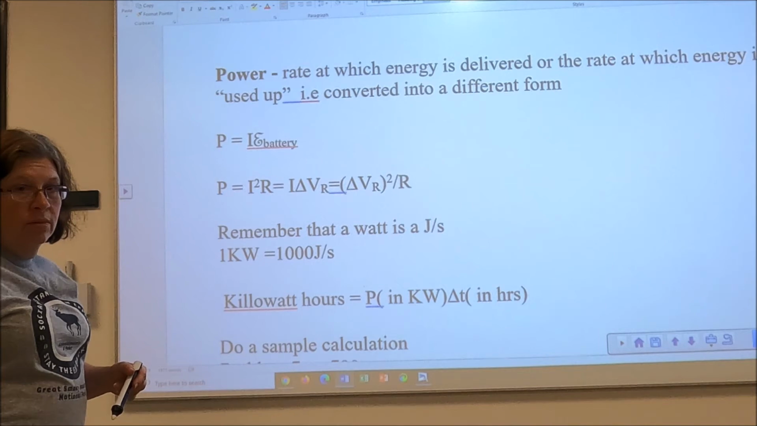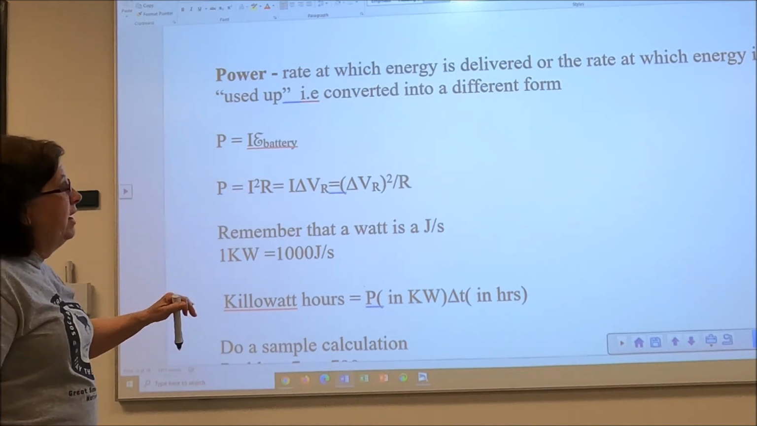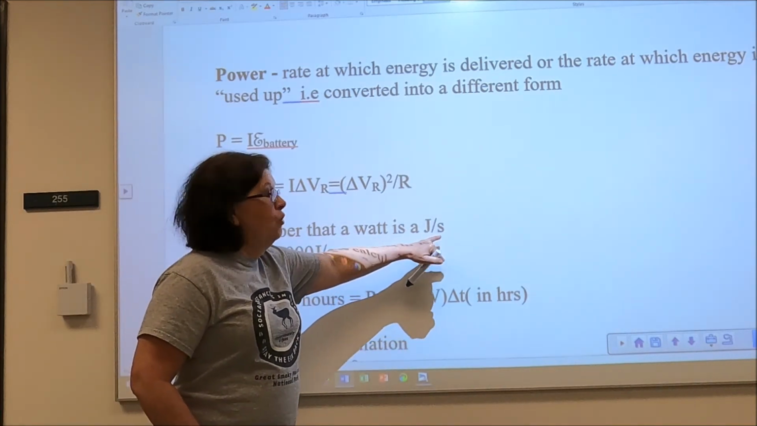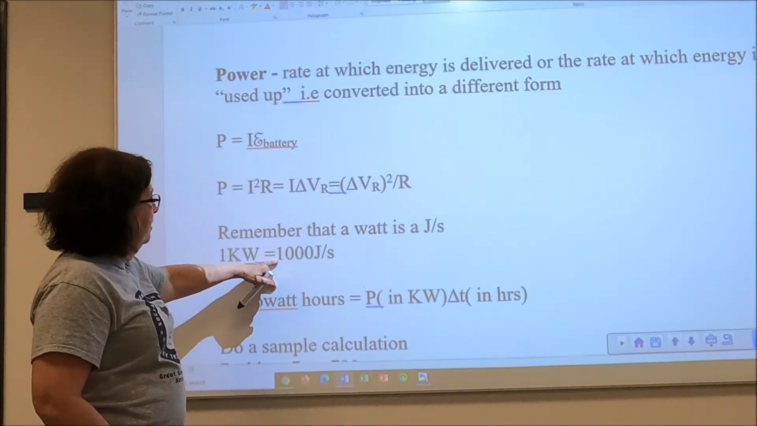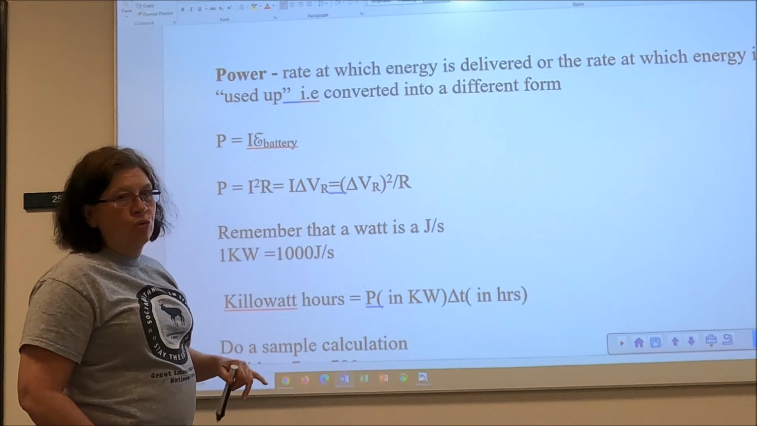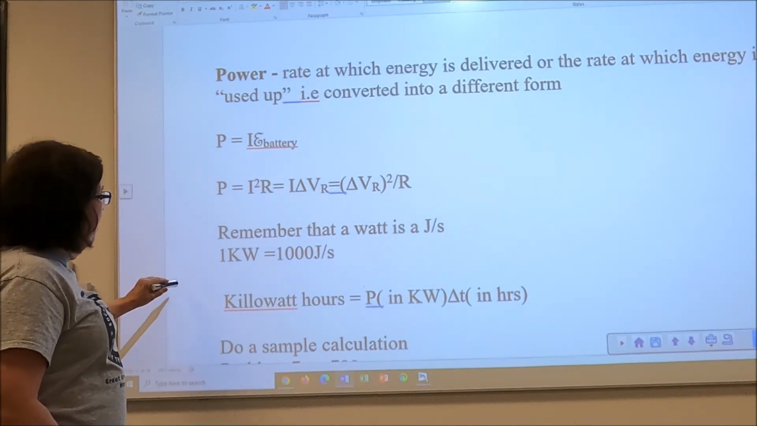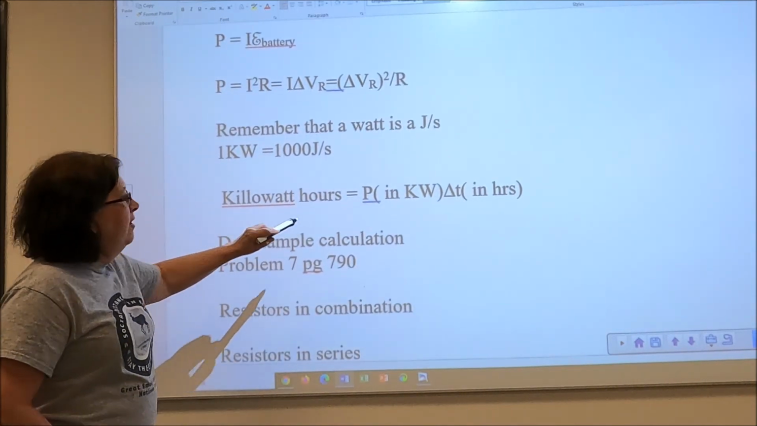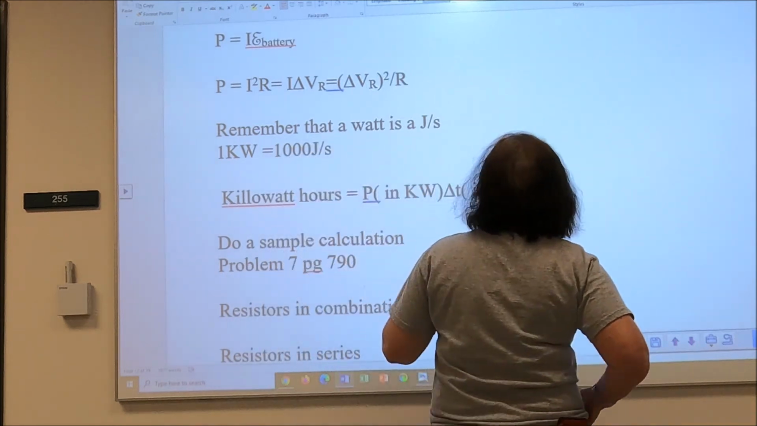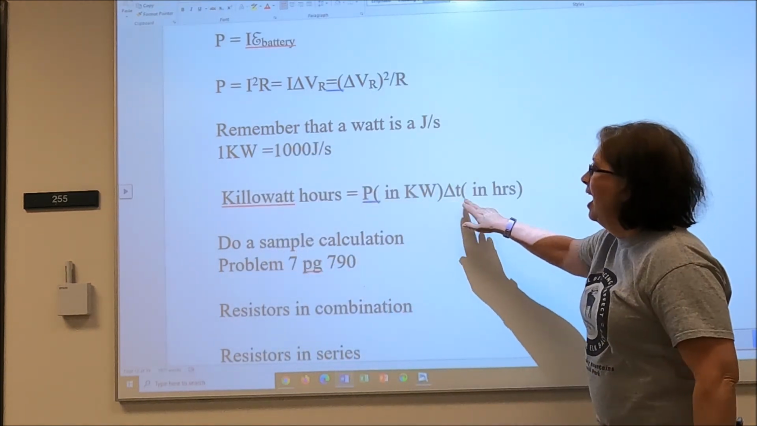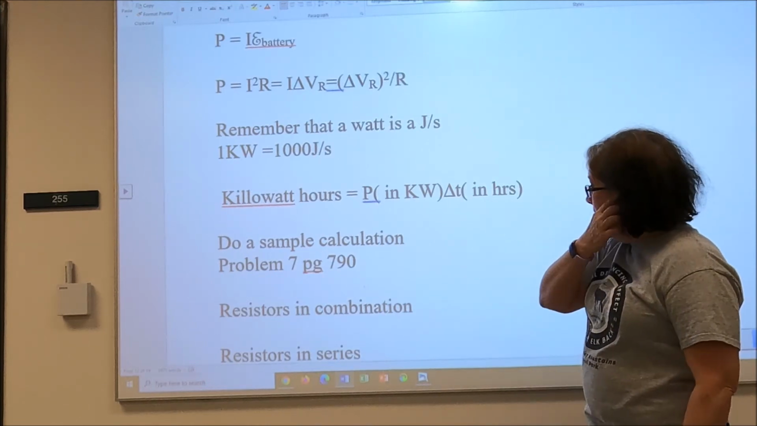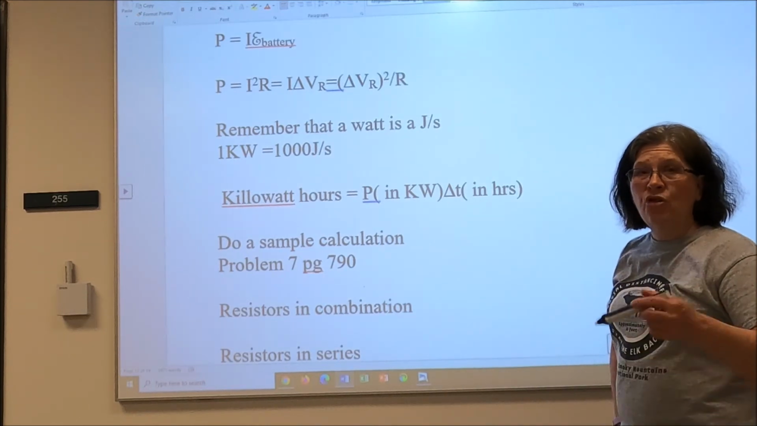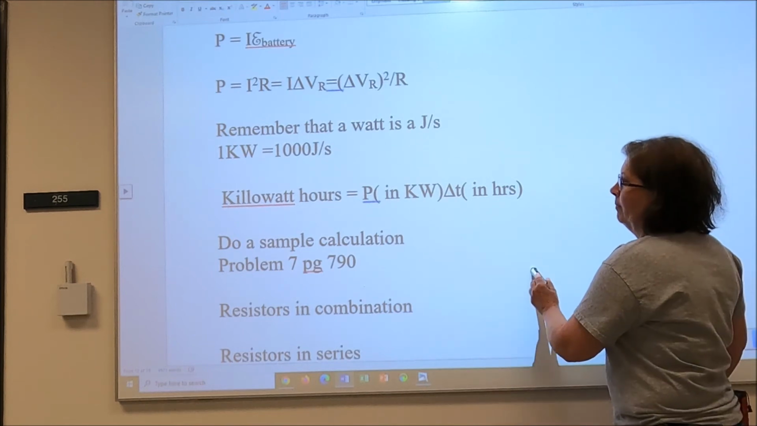Now, power is the rate of energy delivery, so it's going to be in units of joules per second. 1 kilowatt is 1,000 joules per second. Now, a kilowatt hour is the power in kilowatts times a change of time in hours. It's a weird unit, but that's what a kilowatt hour is. And that's how they measure how much power your house uses.